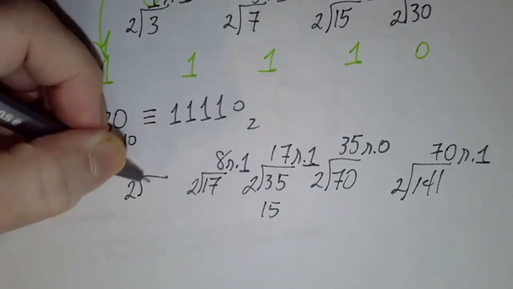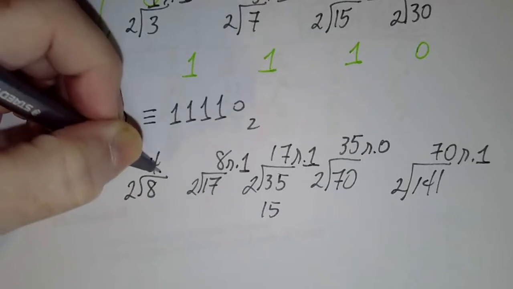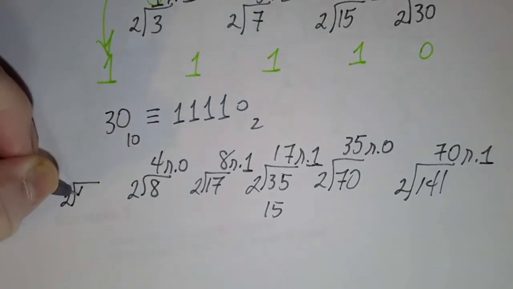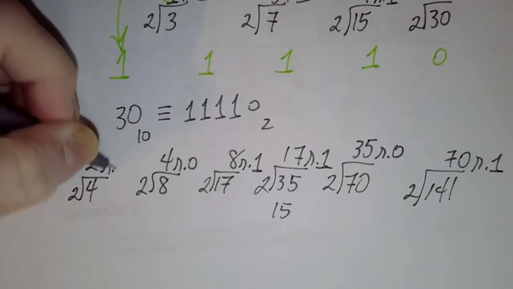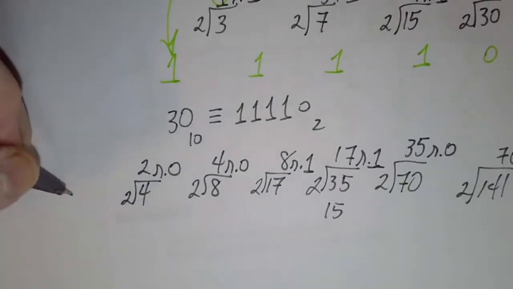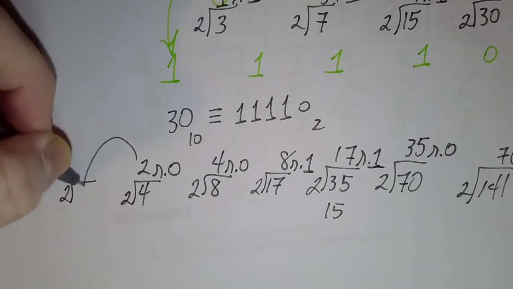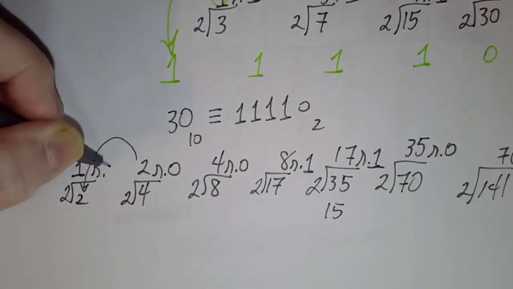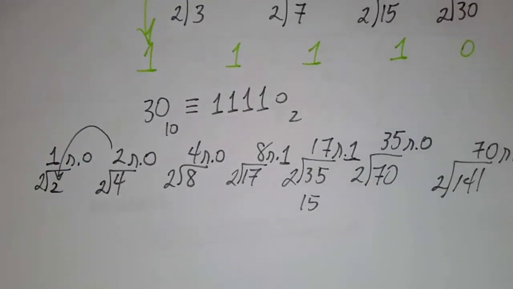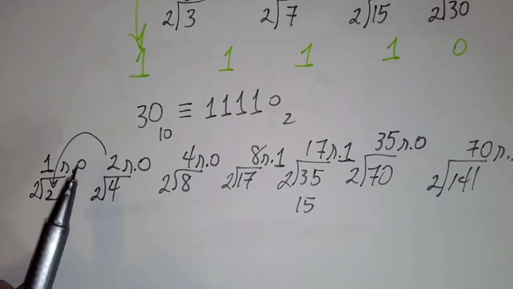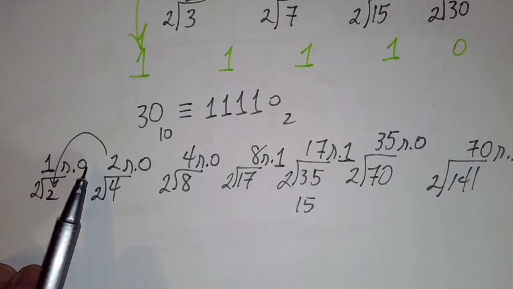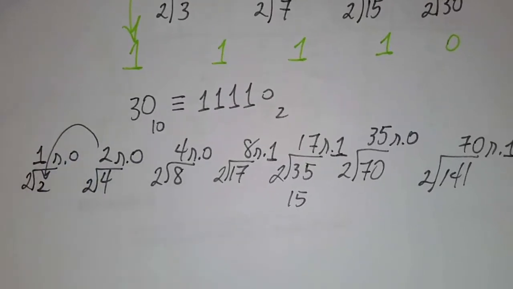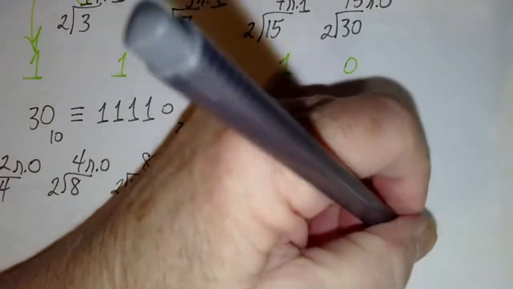2 goes into 8, 4 times, remainder 0. 2 goes into 4, 2 times, remainder 0. 2 goes into 2, 1 time, remainder 0. And so we've got 2 pieces of information at the end. We have a remainder, and then in the next box we'll have a 1. So let's see, let's get some boxes.